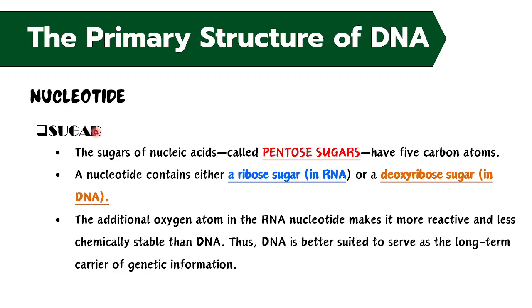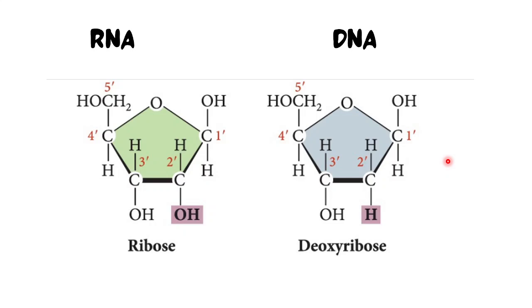So, unsa man nga klase sa sugar ang naa sa atong nucleotide? Now, the sugars of our nucleic acids, may it be DNA or RNA, are called pentose sugar. They're called pentose sugar from their pentagon shape because they have 5 carbon atoms. Like in this case, this is a pentose sugar. We have 5 carbon atoms: 1, 2, 3, 4, and 5.